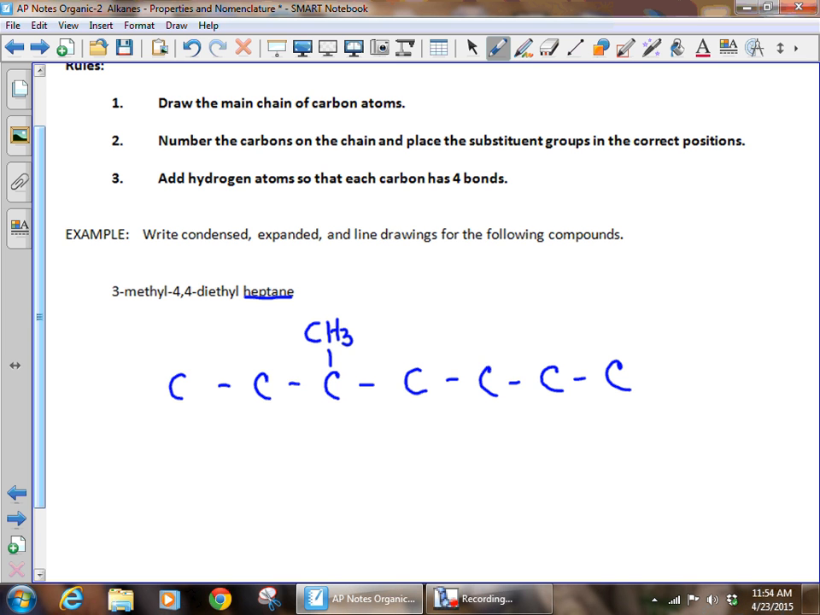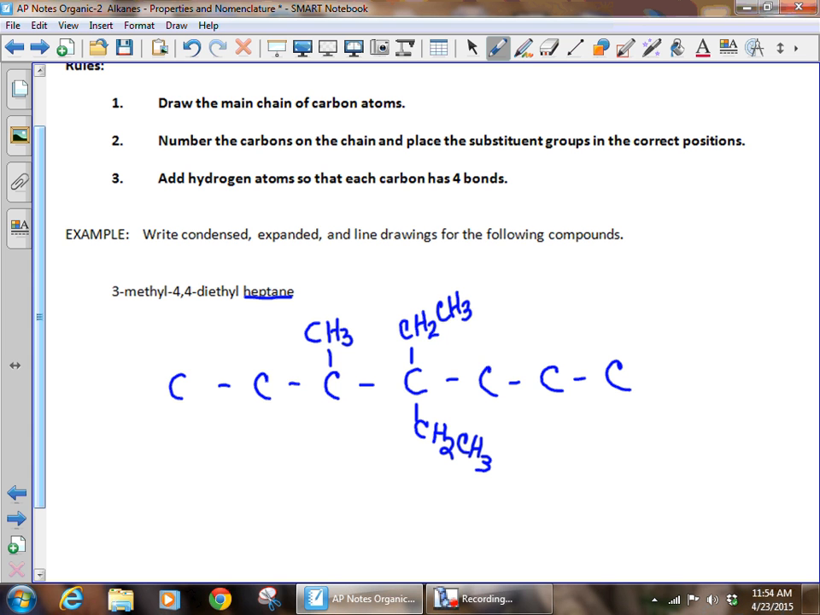4-diethyl. So the next carbon is 4. So that's going to be my CH2CH3 for the ethyl group, 2 carbons, and CH2CH3 for another ethyl group. So there are my branches, and now all I have to do is fill in the hydrogens for my carbons.